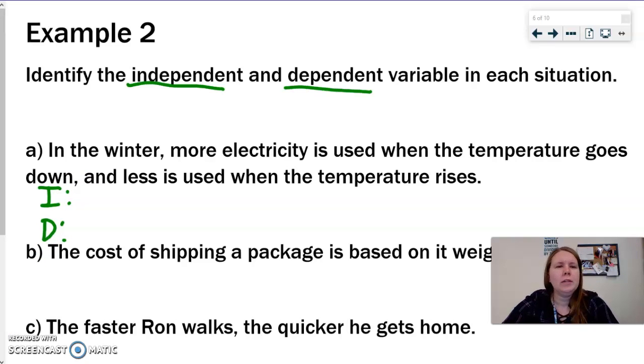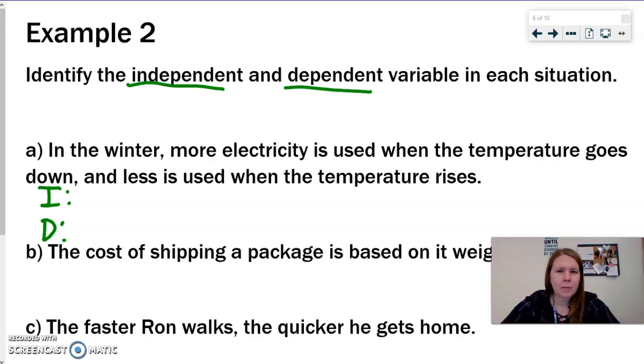It says in the winter, more electricity is used when the temperature goes down, and less is used when the temperature rises. So I want to think about what is happening that I cannot control. That is, for the most part, my independent variable. Or what is the thing that does not matter what's happening. So if I read it again, in winter more electricity is used when the temperature goes down and less is used when the temperature rises.